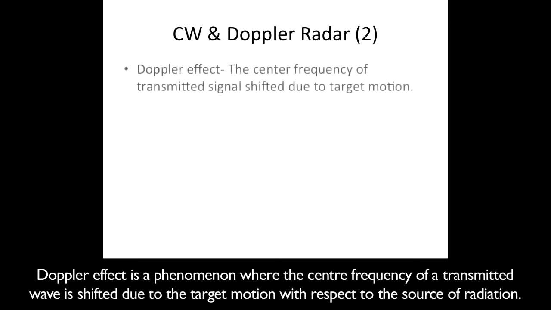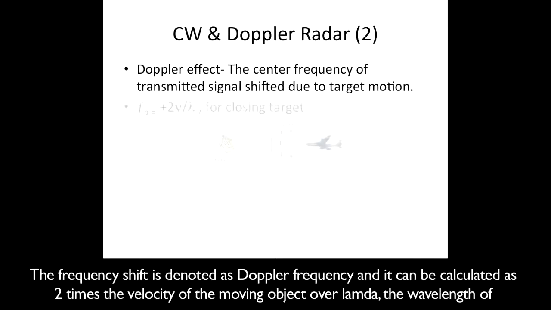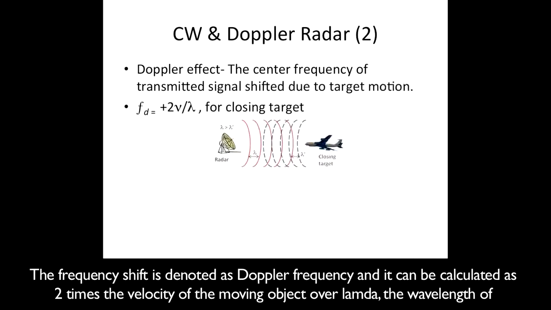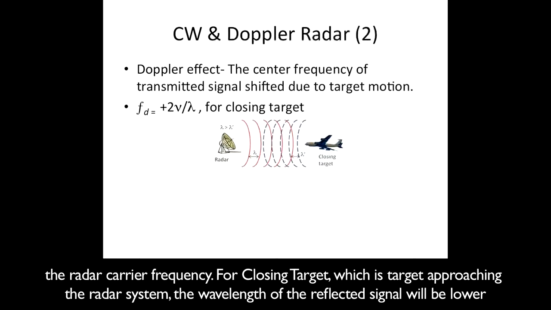Doppler effect is a phenomenon where the center frequency of a transmitted wave is shifted due to the target motion with respect to the source of radiation. The frequency shift is denoted as Doppler frequency, and it can be calculated as 2 times the velocity of the moving object over lambda, the wavelength of the radar carrier frequency.